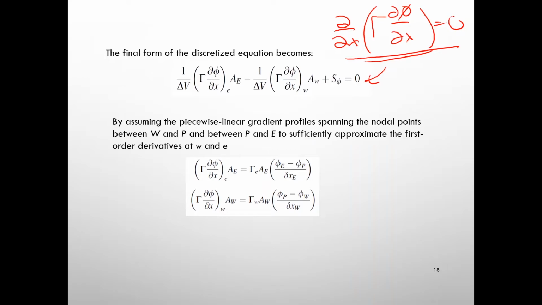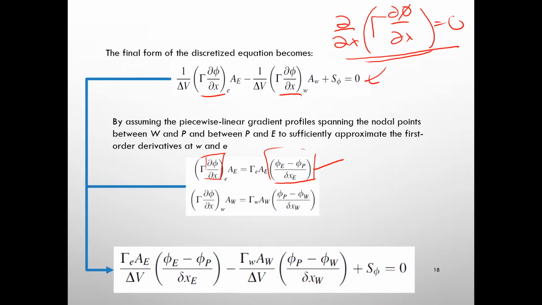By assuming linear gradient profiles for the points between W, P and E, we can approximate that the gradient here is linear. So instead of using this, we can change it into this linear gradient. We substitute this into these approximations, and then we substitute back, and this is what we will get. So we arrange this, substitute the one that we derived from the linear assumptions into the first equation at the top. So basically we will get this.